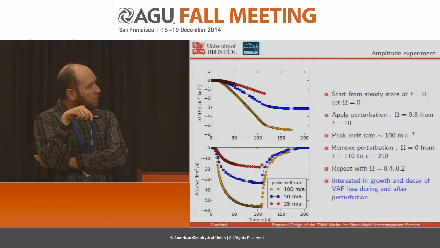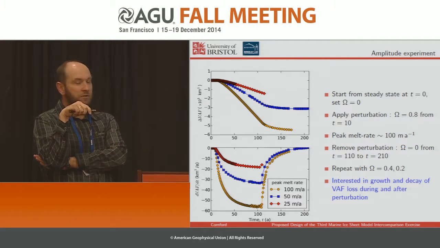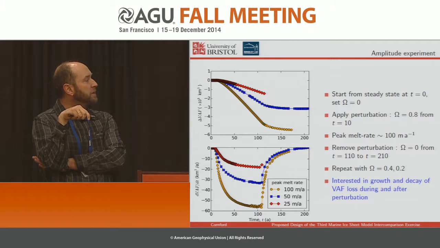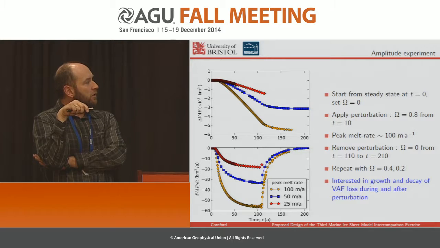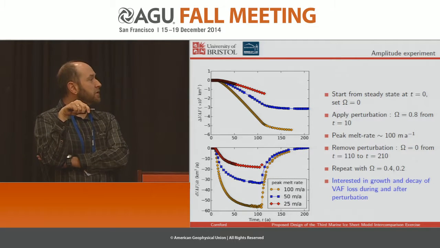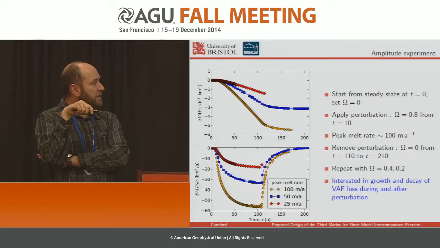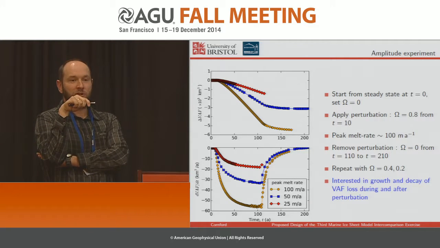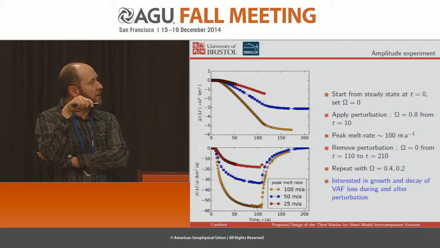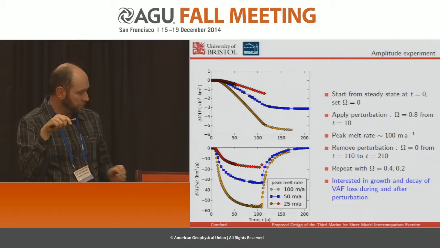And what you can see is that over the 100 years after the perturbation's been turned off, there's a decay towards a zero gradient of volume above flotation. That's the thing I think we want to look out for as the reversibility test. Do you get the right rate here? And it seems to me it's worth doing it at a few melt rates, just to show that this rate should be preserved across all of them.